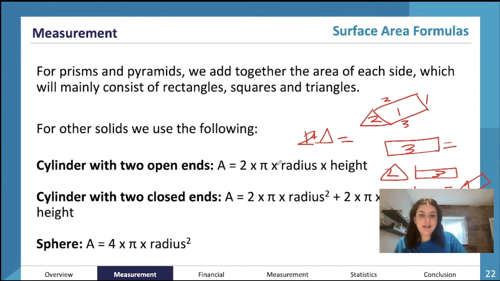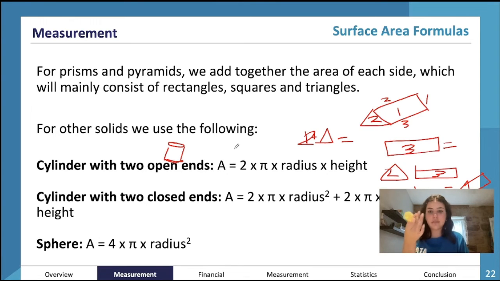For other solids, we actually have formulas. So for a cylinder with 2 open ends, this is our toilet roll. It just looks like this. Oh, you know what I mean. Let me find you a cylinder with 2 open ends. Here's a hair roller. 2 open ends, you can see through it.